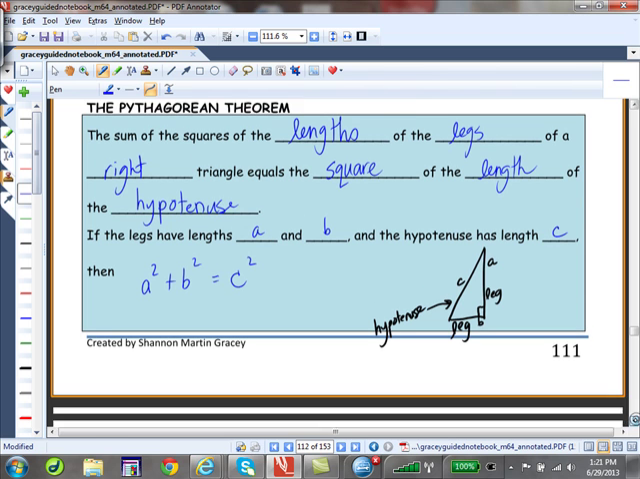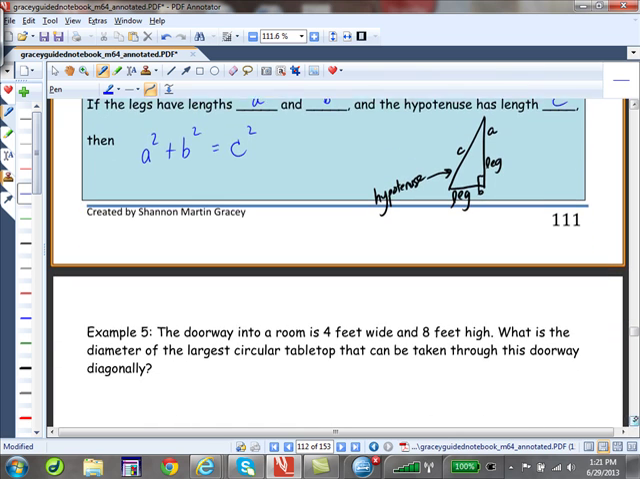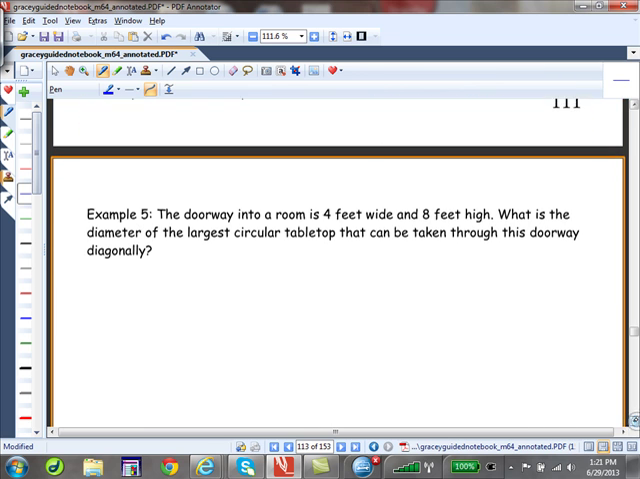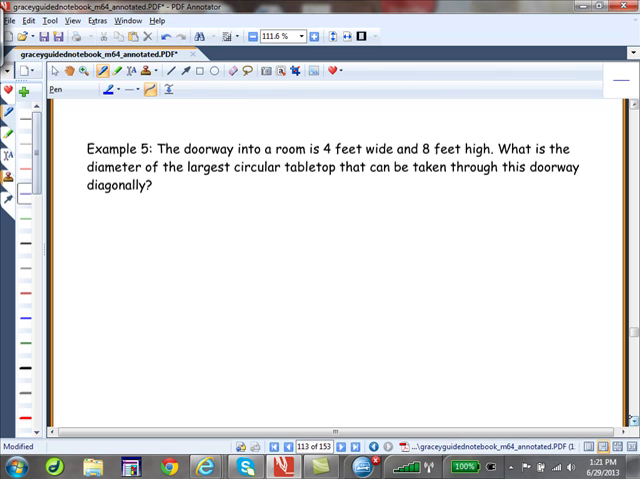So let's look at an example. The doorway into a room is 4 feet wide and 8 feet high. So imagine taking a circular tabletop through this doorway. You can tilt it a bit to try to get it fitting through. So we want to figure out the diameter of the largest circular tabletop we can take through the doorway diagonally.